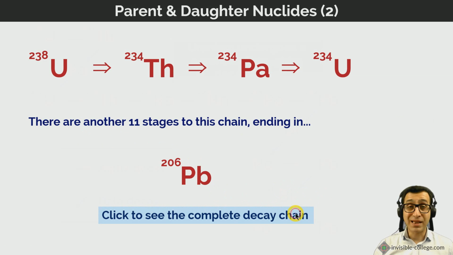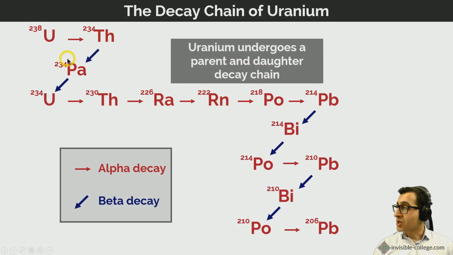So let's take a look at the complete decay chain here. This is a fairly typical decay chain, and each one of these arrows indicates the change of a nucleus to either a nucleus of a different element altogether or a nucleus of the same element but of a different isotope of that element, and this happens by either alpha decay or beta decay. So we see here this occurs by alpha decay, this occurs by beta decay, alpha decay, alpha, alpha, alpha, alpha, beta, beta, alpha, beta, beta, alpha.